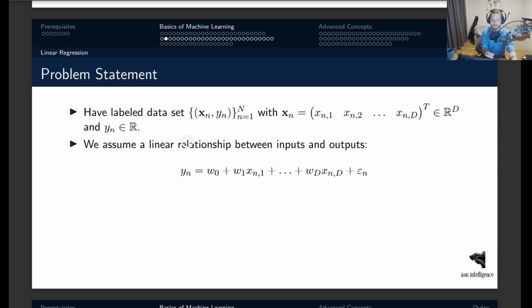Now the linear regression algorithm assumes a linear relationship between the inputs and outputs. And this linear relationship looks like this. So we have the nth label yn, and this will be a linear combination of our features, as well as some bias term and some noise. The bias term describes our expectation of the label in absence of any observation of the feature vector. And the noise term is just the difference between the true label and our model. This is our model.